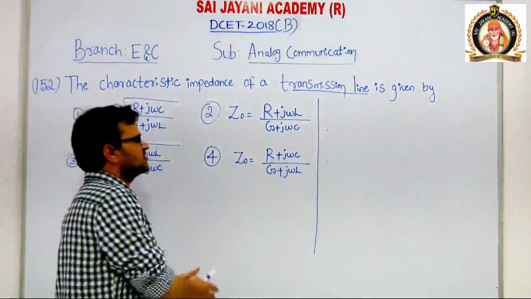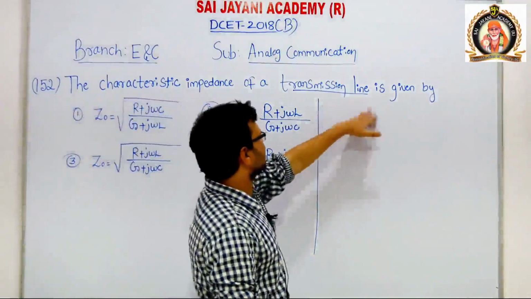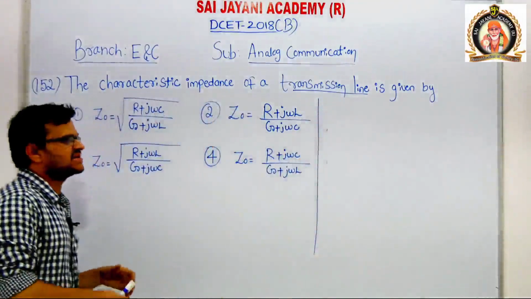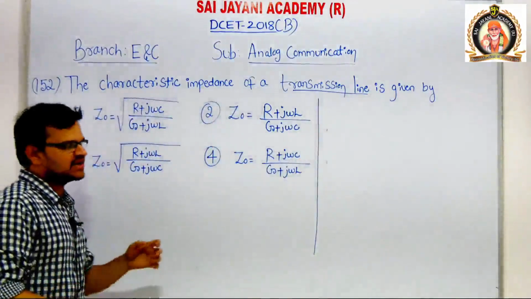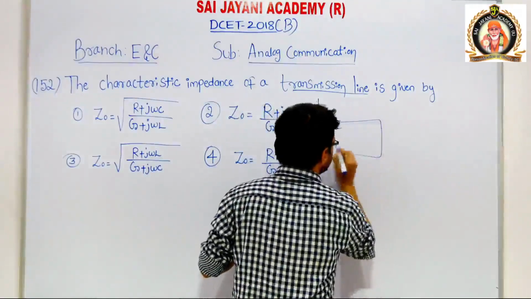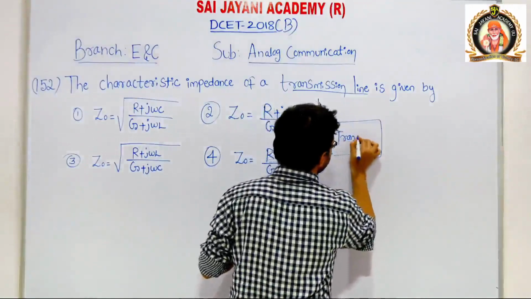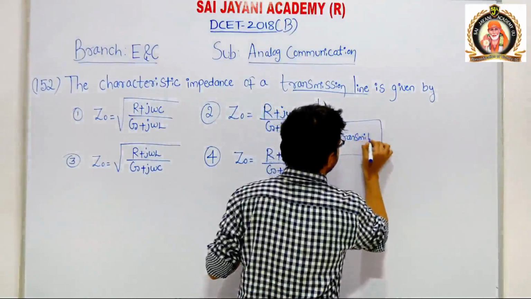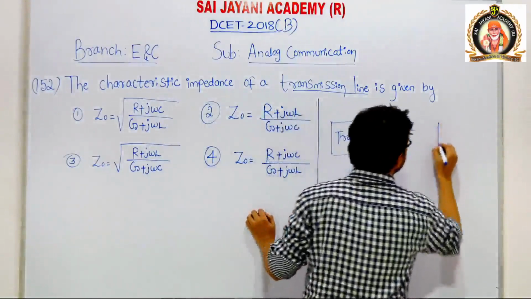Before solving this question, first you have to know the meaning of transmission line. A transmission line is a line which transmits electrical power from the transmitter to the receiver. Suppose consider this is a transmitter and this is a receiver.